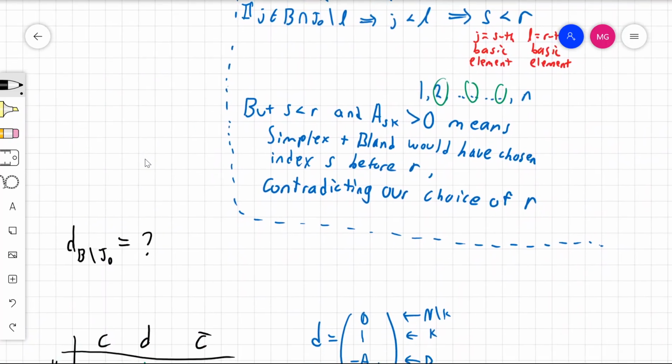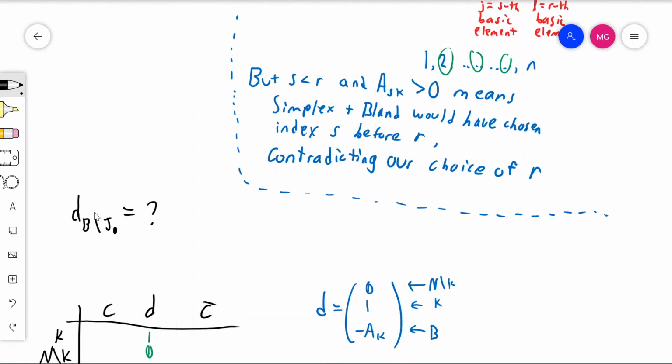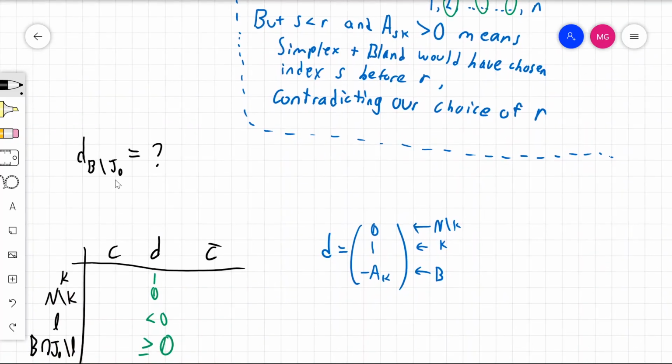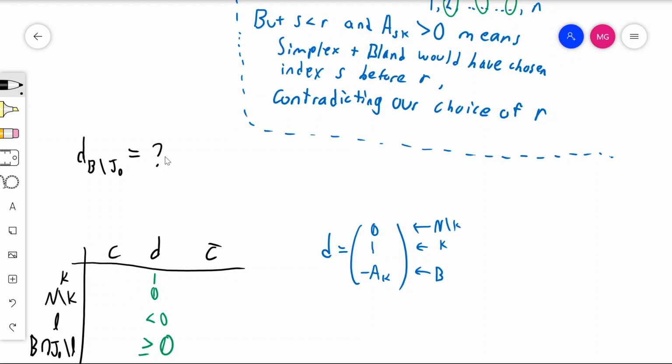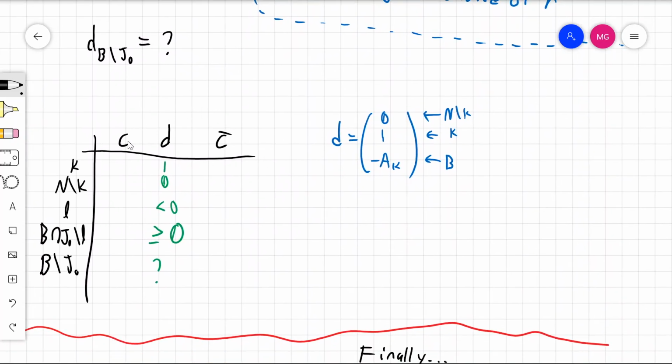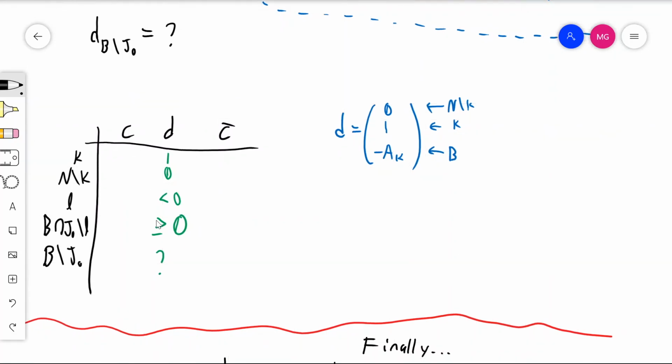Okay, so that one was a bit tricky, but you'll be glad to know that for the last part, for the B without J0, we don't know what d is for that, and we don't care. So that'll be good. And so here it is. We've filled in d for all these partition parts of the table. And so now we've filled in the entire table.